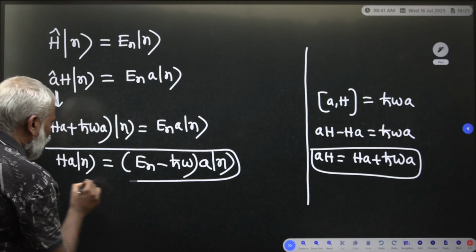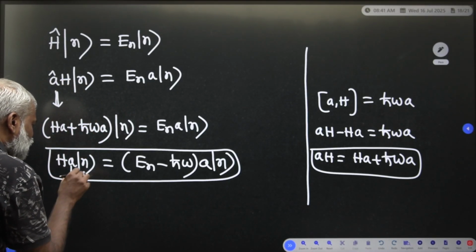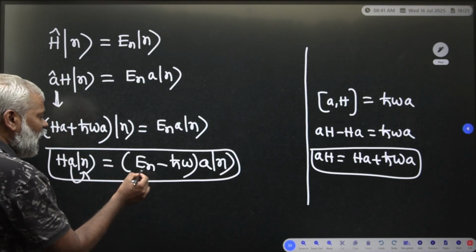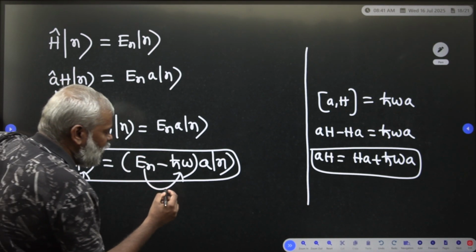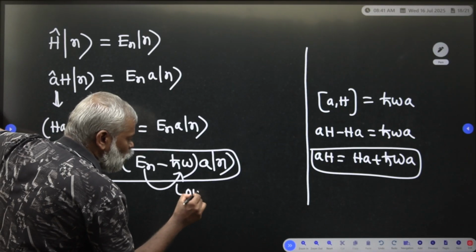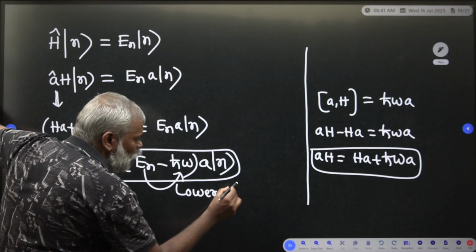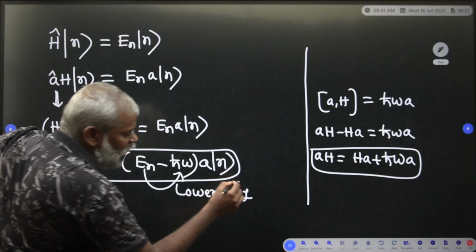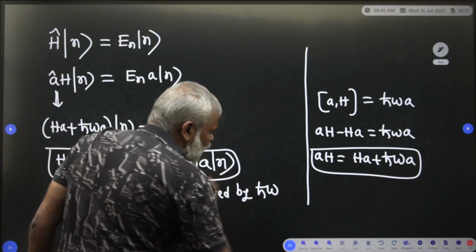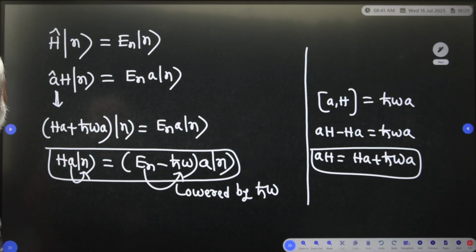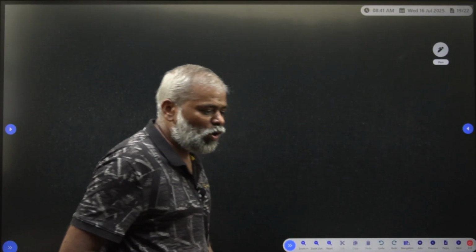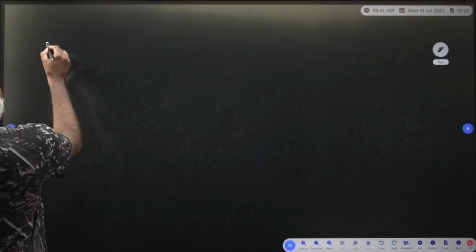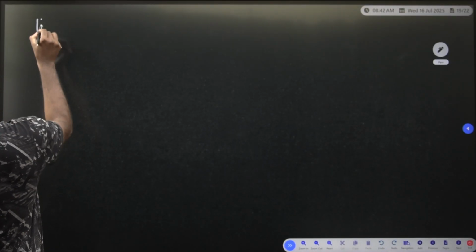So what is going to happen, you have to operate on the lowering operator, and the energy value is lowered. Lowered by whom? Lowered by ħω. Clearly, a similar thing you have to take for the raising operator.